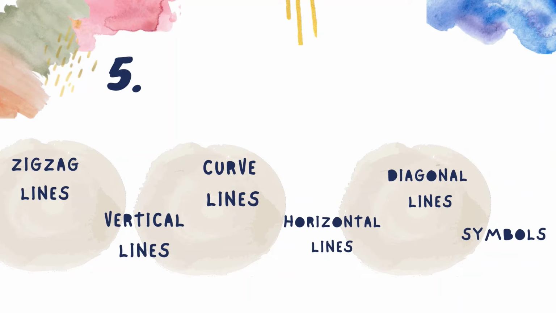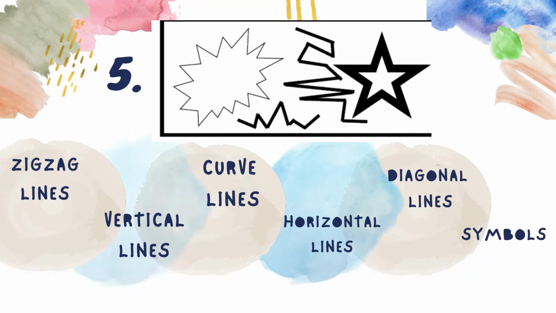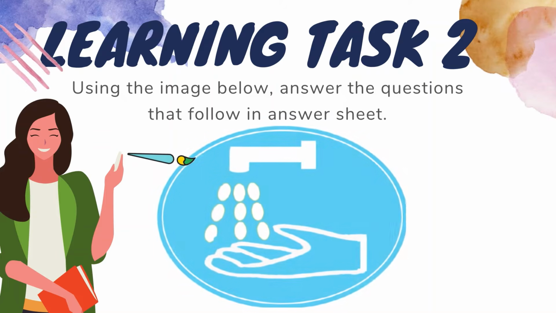And number 5, what lines are these? Are they zigzag lines, vertical lines, curved lines, horizontal lines, diagonal lines, or symbols? What lines are these? Wow! You're done with learning task 1.